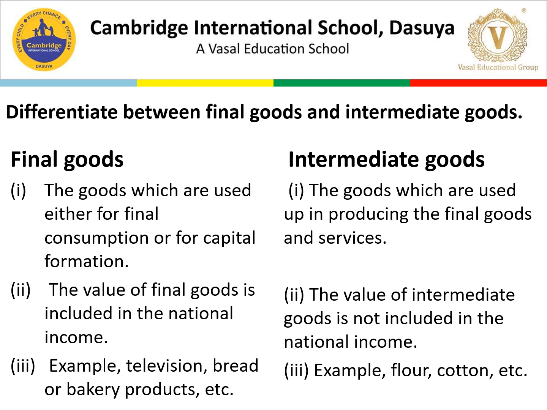Now for examples of final goods, the first example is a television, then bread, then bakery products. For intermediate goods, flour for making biscuits or bread is the raw material. Cotton, if we take the final product as a shirt, is also an example of intermediate goods.